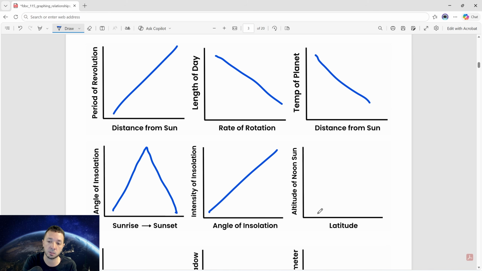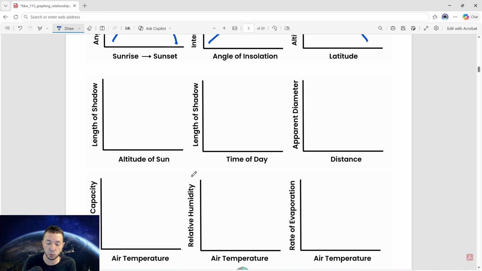That should be an increase. As latitude increases, what happens to the altitude of the noon sun? Altitude should decrease. Next section. As altitude of the sun increases, the length of your shadow should get shorter. As time of day increases, what happens to the length of your shadow?